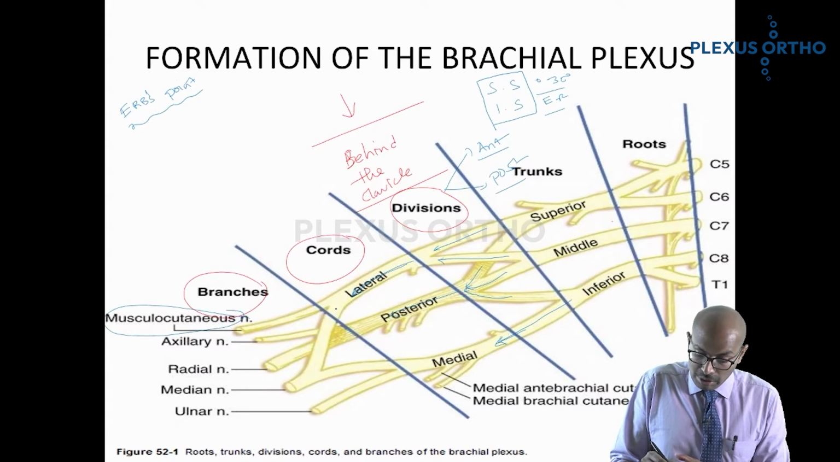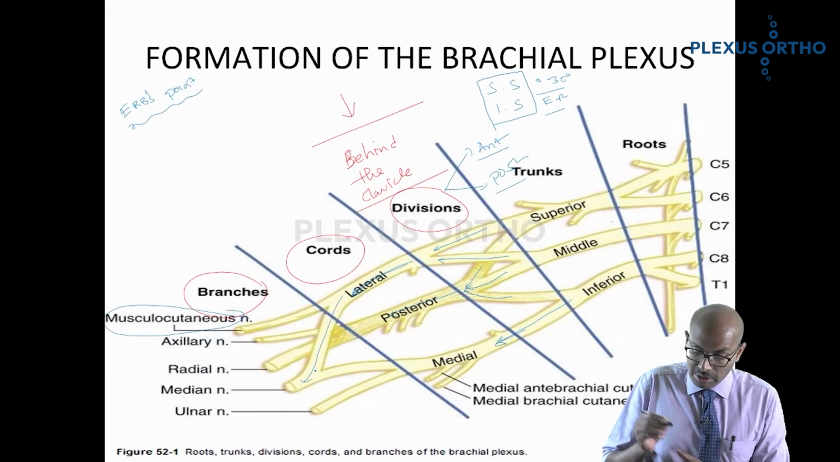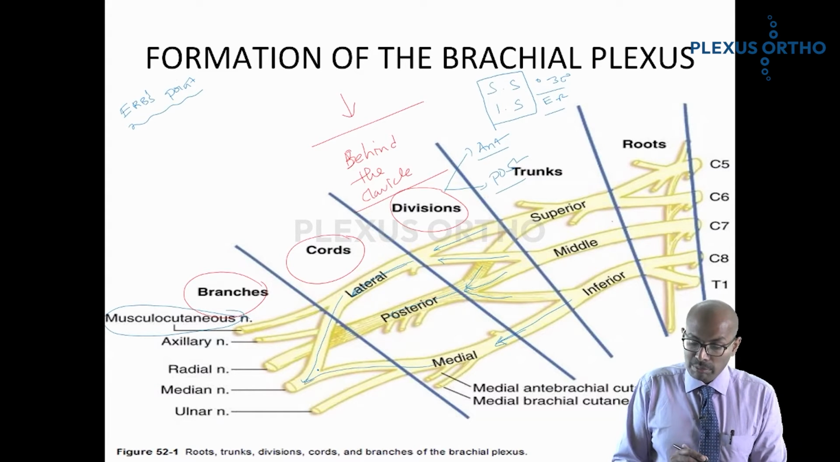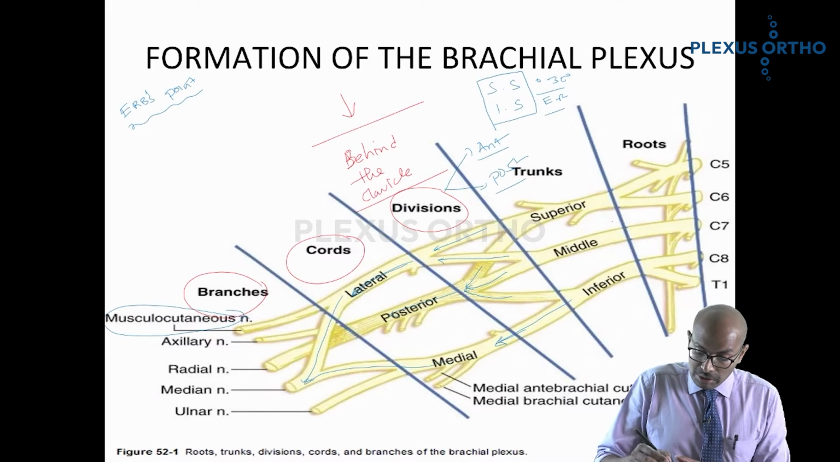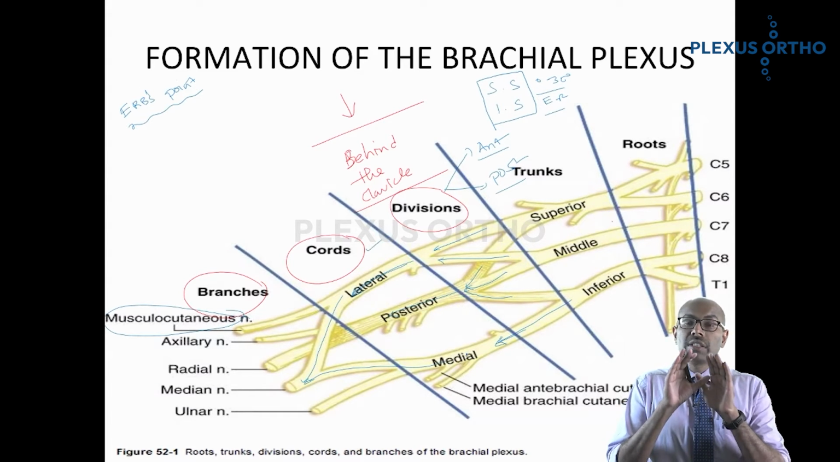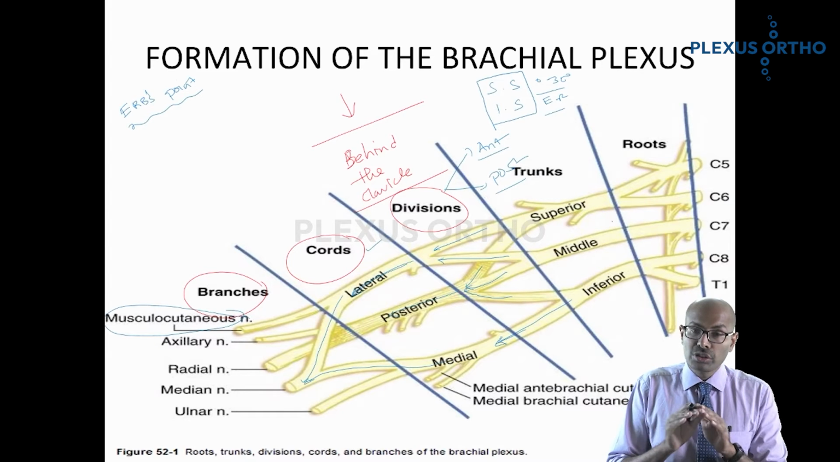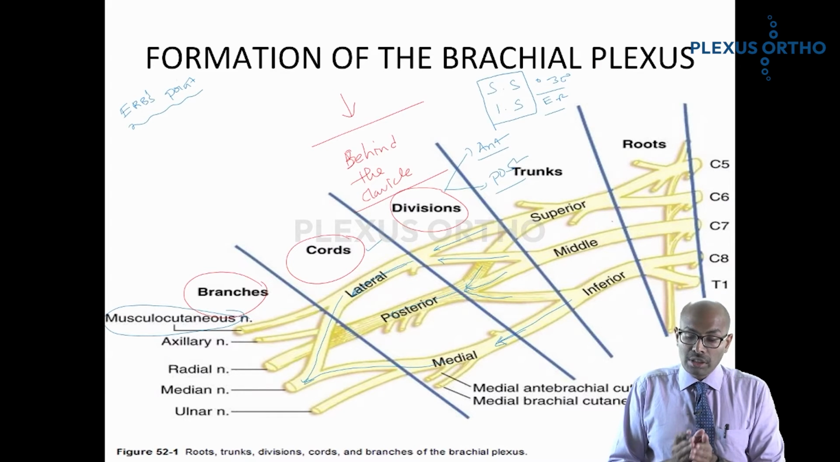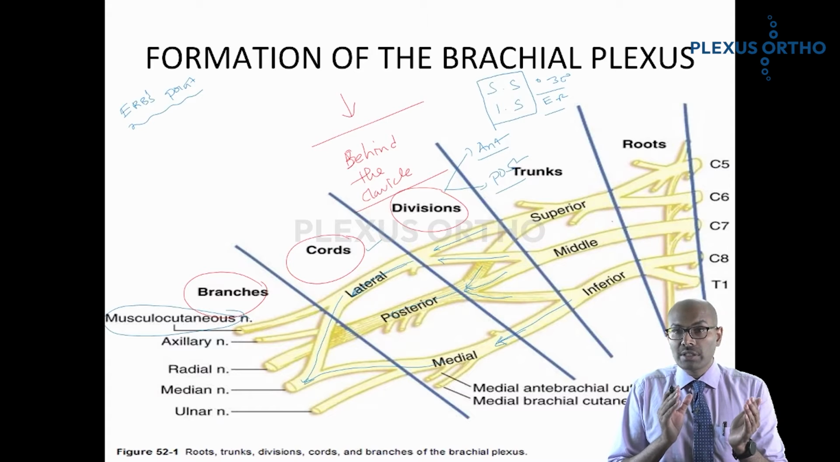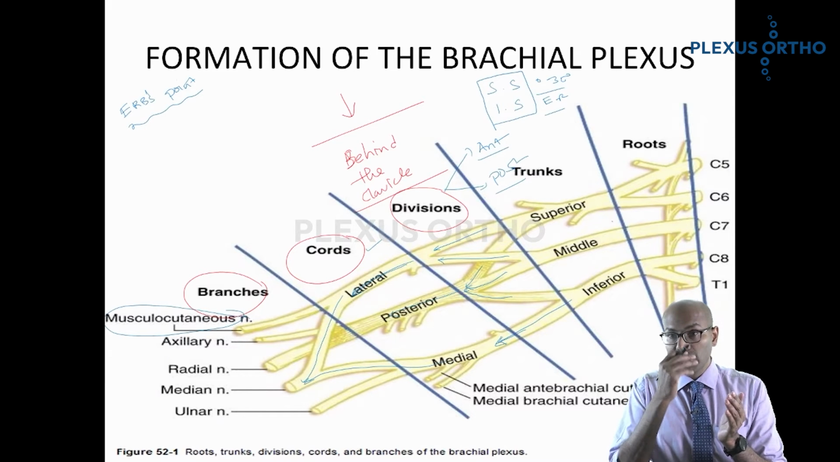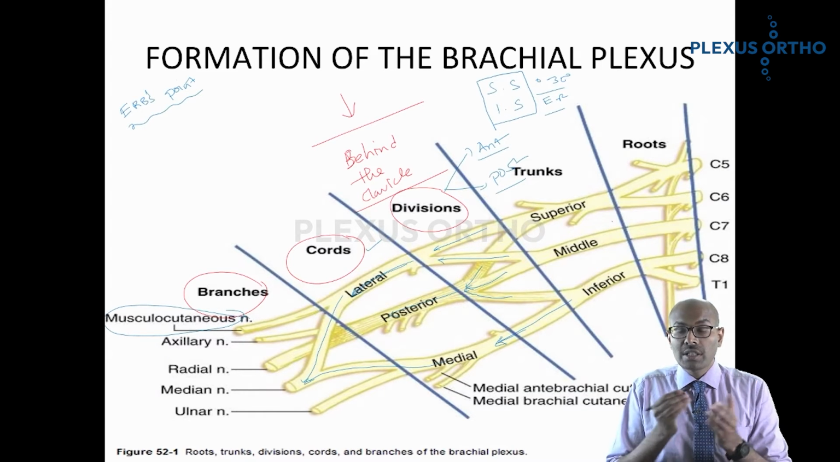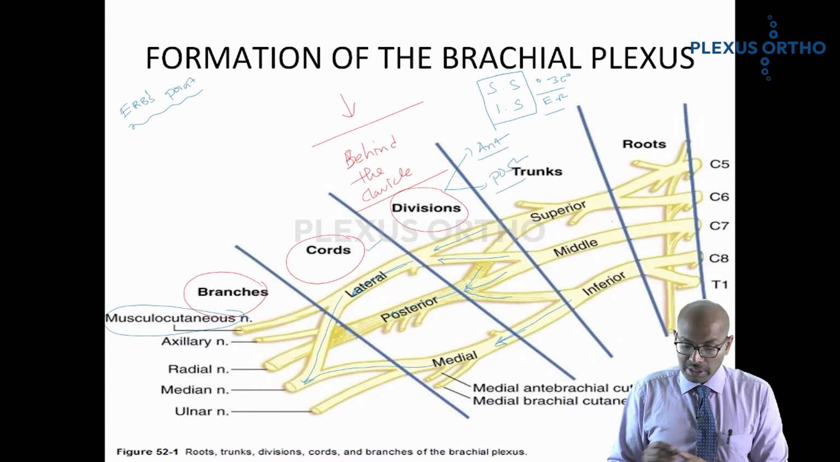It also gives a contribution to the formation of the median nerve. The medial cord also gives a contribution to the formation of the median nerve, right? So these cords, lateral cord, posterior cord, and medial cord, are described anatomically in relationship to the axillary artery. So the lateral cord is lateral to the axillary artery, posterior cord is posterior to the axillary artery, and the medial cord is medial to the axillary artery.